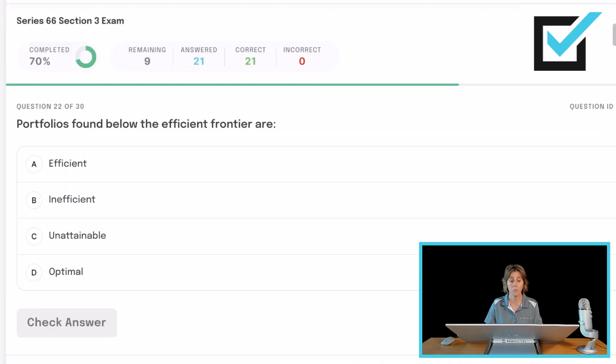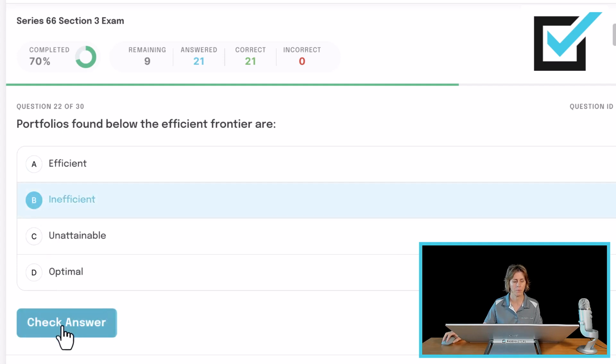Portfolios found below the efficient frontier are efficient, inefficient, unattainable, or optimal. Portfolios found below the efficient frontier are inefficient. You want a portfolio to be found on the efficient frontier. If it's above the efficient frontier, then it is unattainable. Below, it's inefficient.